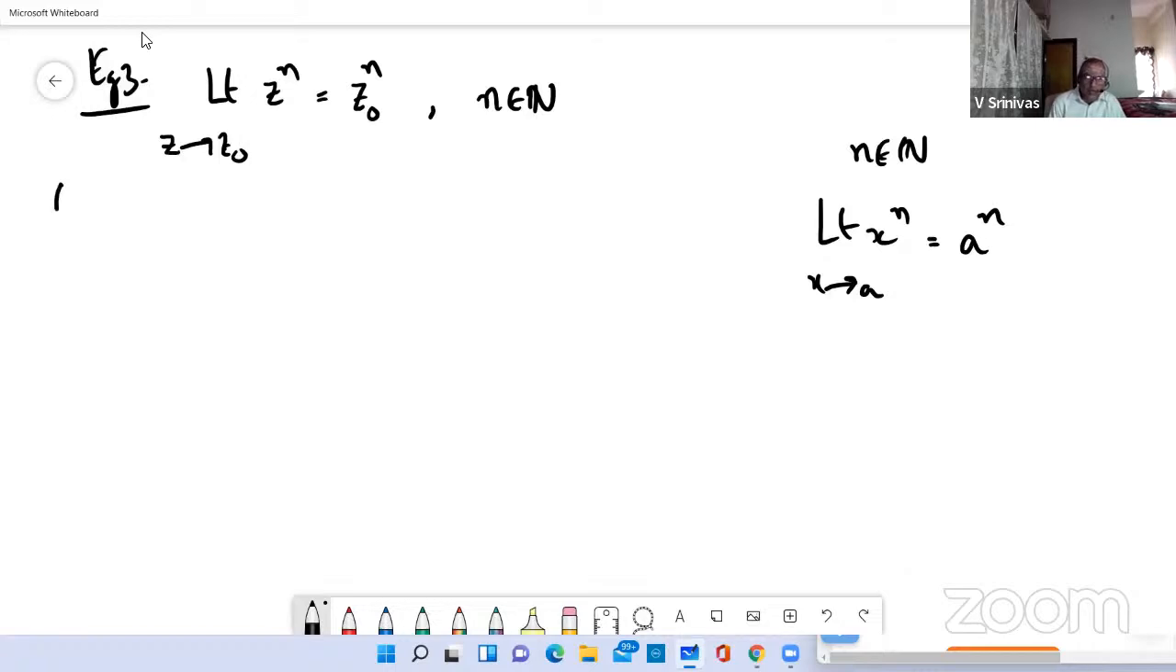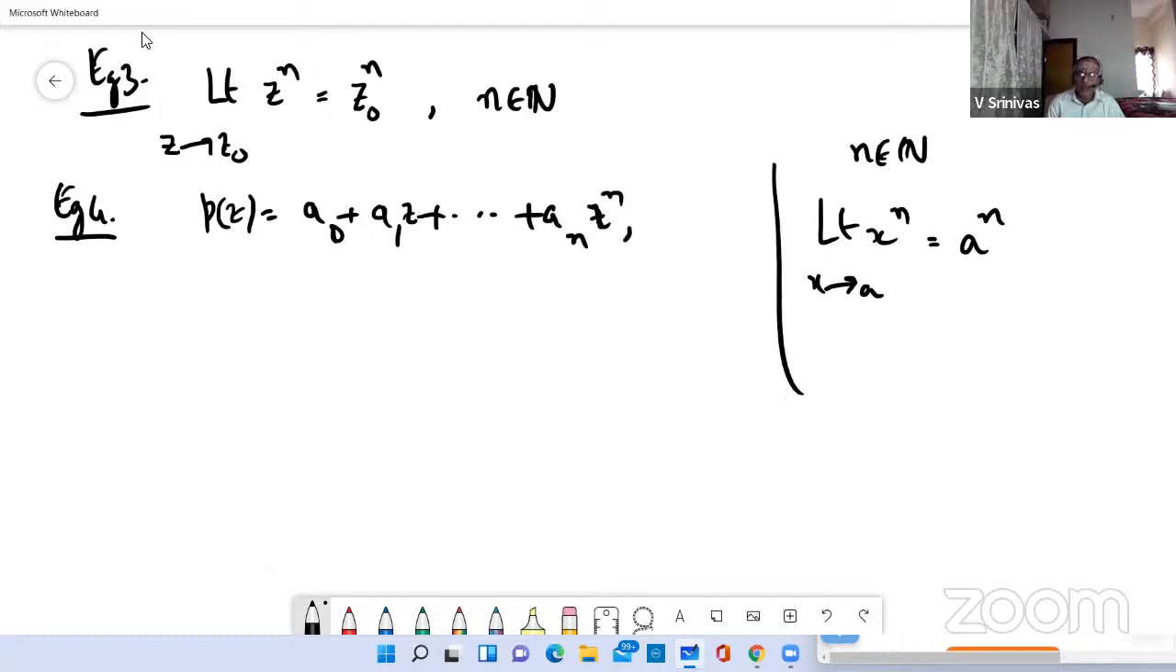So in general, you have this situation. Example 4: if p of z is a polynomial, a naught plus a1 z and so on plus an z to the n, where an is non-zero and n is a natural number, this is an n-degree polynomial. You can show that the limit of p of z as z goes to z naught is equal to p at z naught.